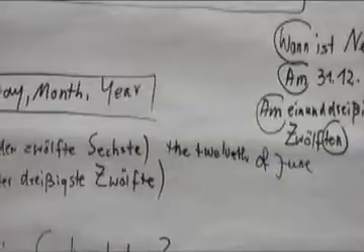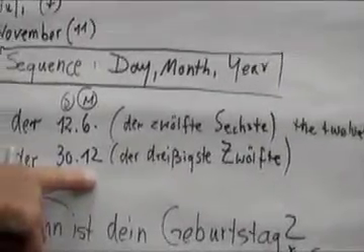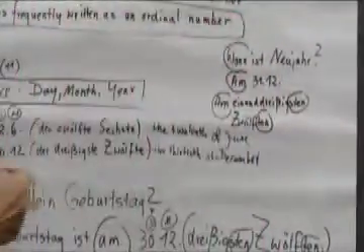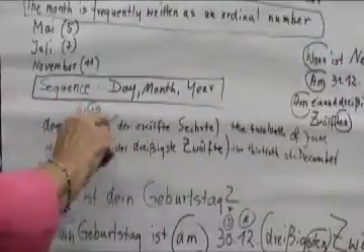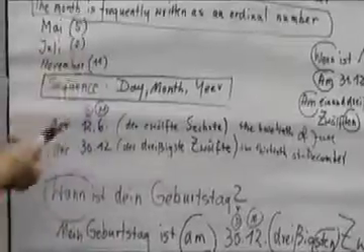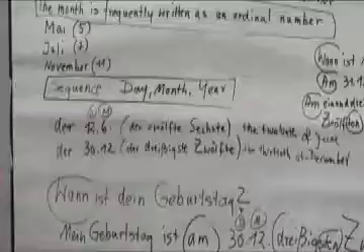Der 30.12. 30 is the day, 12th is the month. So it would be the 30th of December. Okay, this is the easiest way of writing it. And then, of course, the date, whatever the year, 2011. But it's very important that the Germans write the day first and the month second.